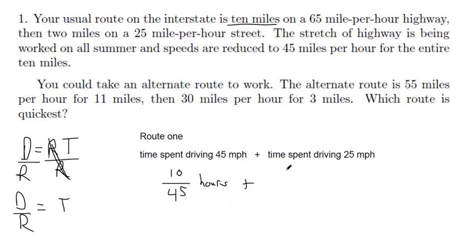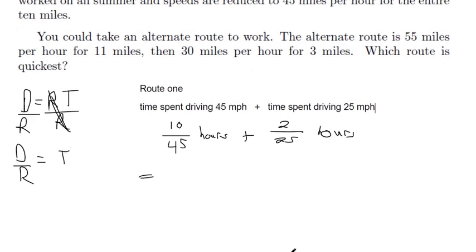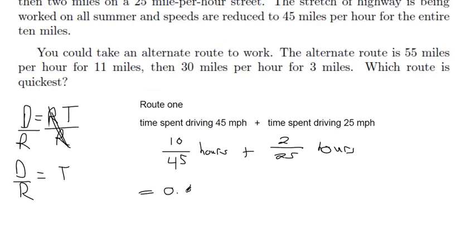Then time spent driving at 25 miles per hour, they do this for 2 miles at 25 miles per hour. So that's hours again. So we could use decimals to approximate. 10 divided by 45 is 0.2 repeating. So that little bar means it's repeating. And then 2 divided by 25, you can punch that in a calculator, but that's 0.08.